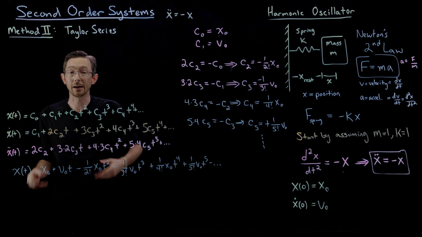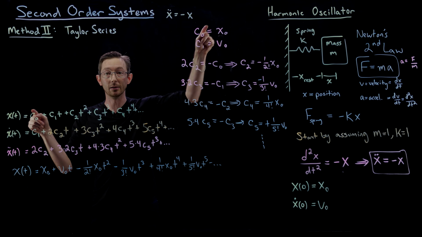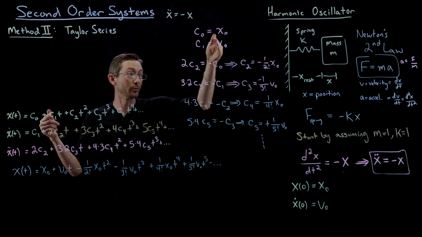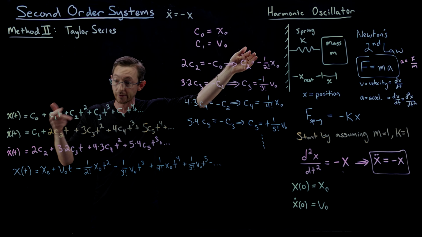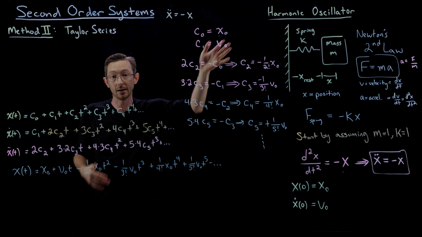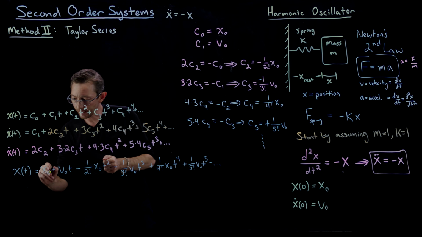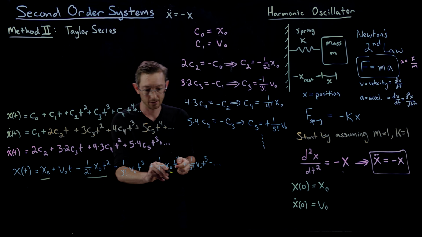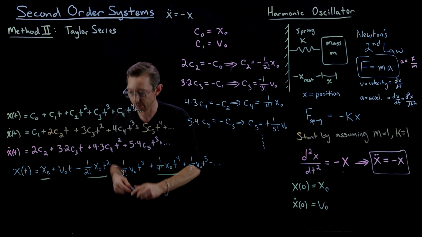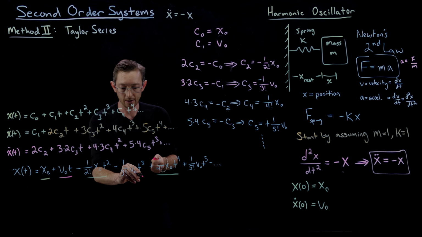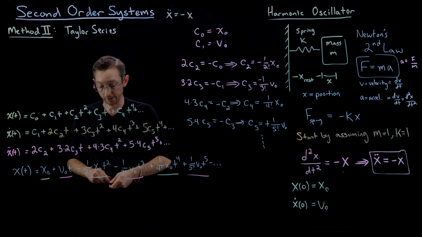Okay, this is literally just taking this expression here and plugging in what we got from our recurrence relationship for all of these constants in terms of x naught and v naught. And now I can take all of the terms that are only functions of x naught, and all of my terms that are only functions of v naught, and write those down.